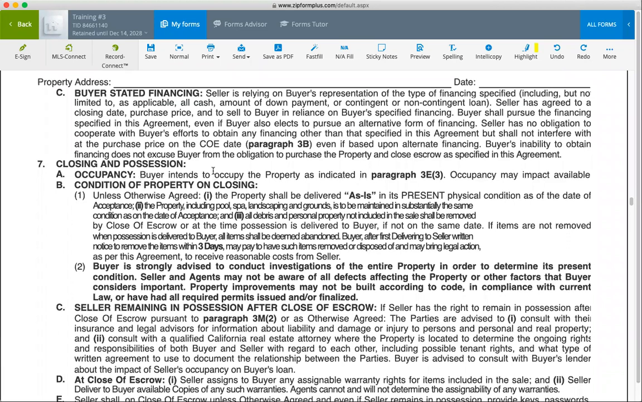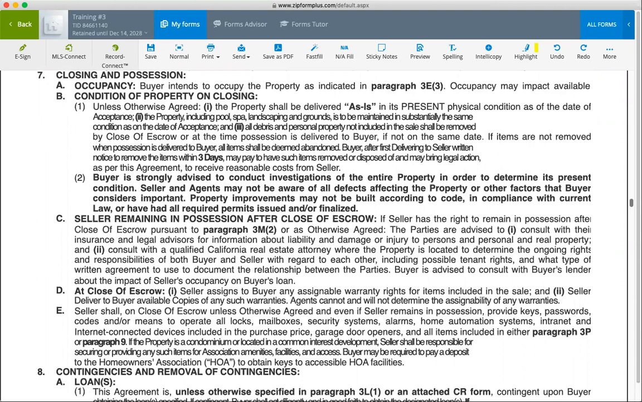And then the closing and possession. So again, all refers back to the grid 3E3. It says the buyer is going to occupy. Condition of property. Here we see one of our first references of again that we strongly advise the buyer to conduct investigations of the entire property.